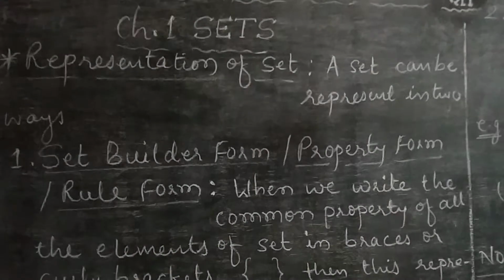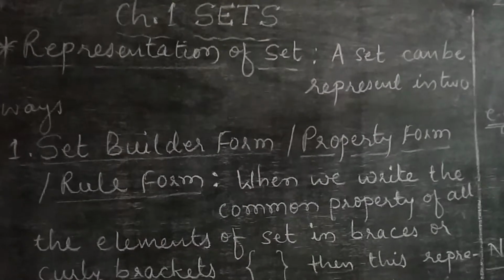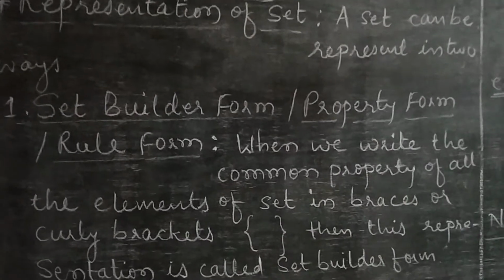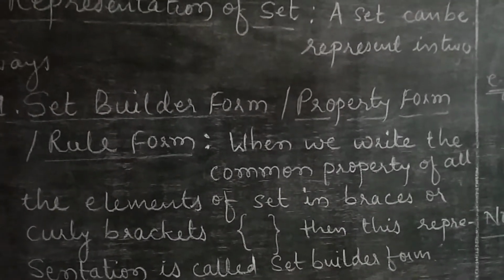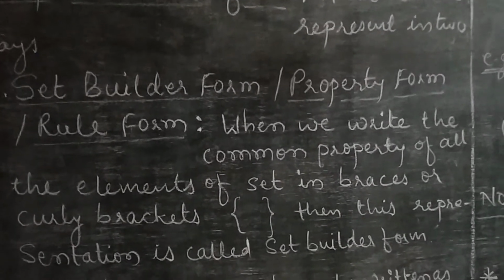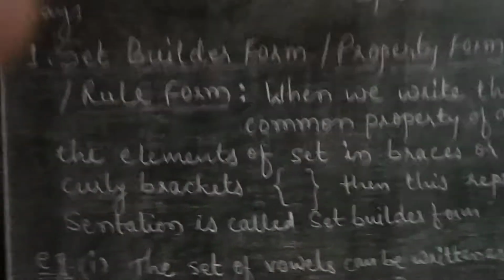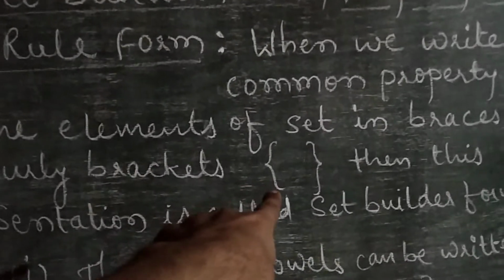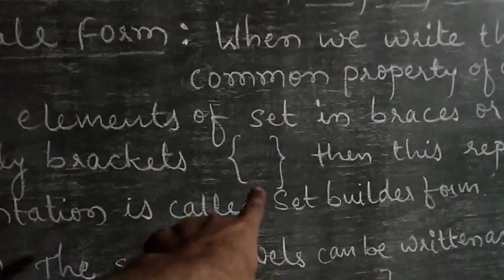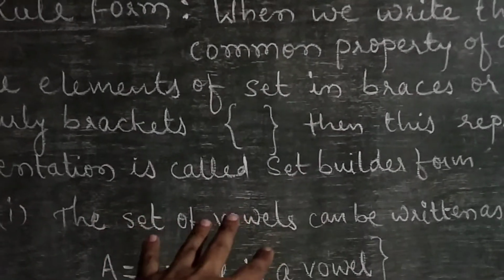Okay. Now we are taking the representation of a set. A set can be represented in two ways. First one is the set builder form, or property form, or rule form. From its name, property form, it is clear that we write the common property of all the elements of the set in braces or curly brackets. Remember, this bracket is used for a set, not the parenthesis, not the square bracket. We will always use the curly bracket or braces. Then this representation is called the set builder form.